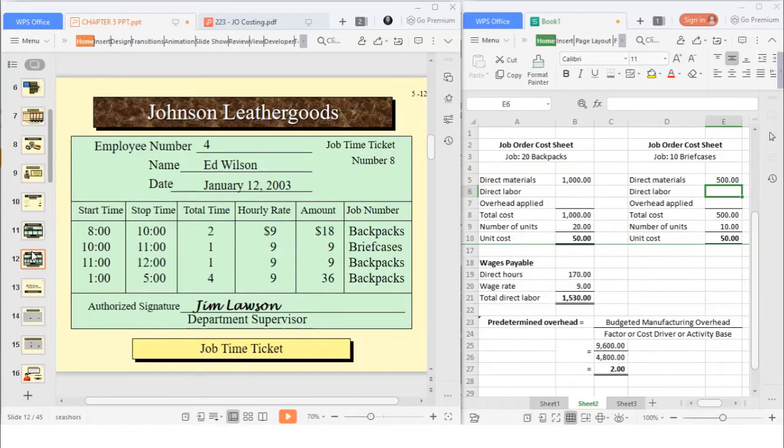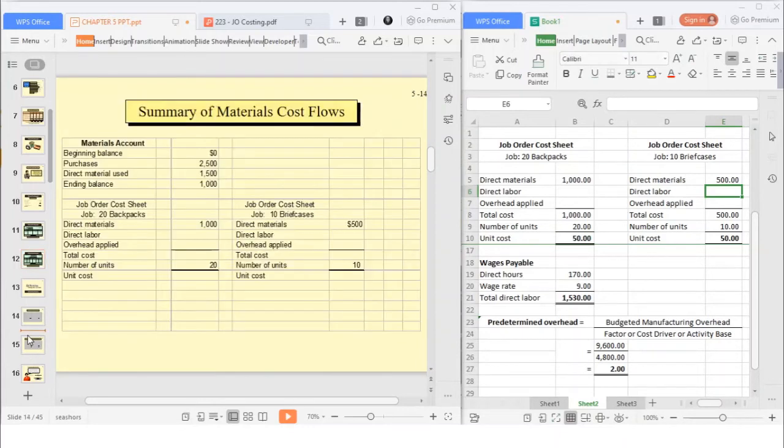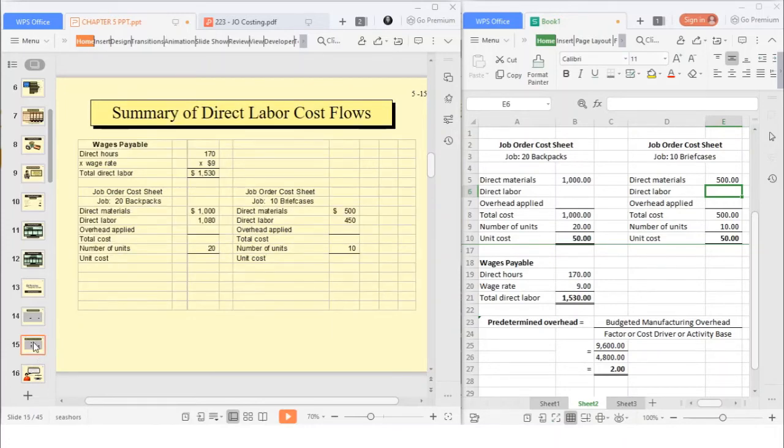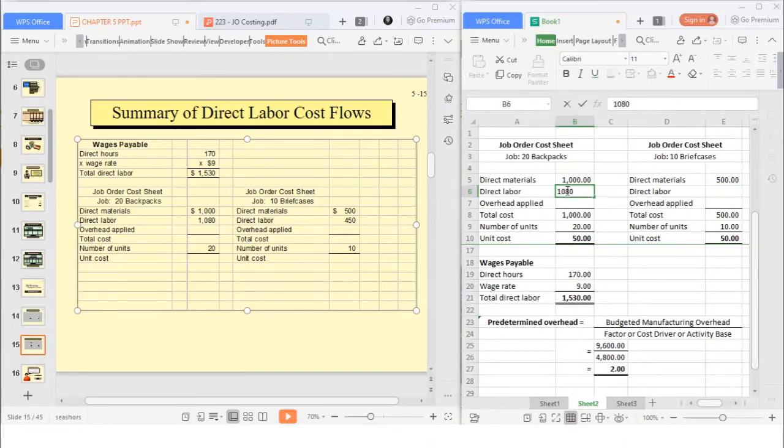So, kana siya. Plus, I'm not sure if mo ba na ang gamit. Na-delay. So, sa direct labor nga 1,530 is gi-allocate pod siya nga 1,080 for backpacks, and then 450 for briefcases.